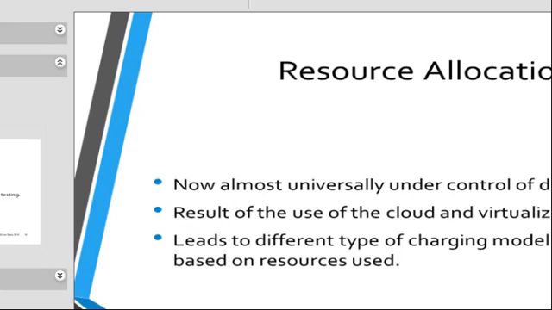Resource allocation these days is almost universally under the control of the developers, and this is because of the cloud and virtualization. It's very easy to now allocate a new computer, a virtual computer. You do that by sending particular commands to Amazon. But this leads to a different type of charging model.